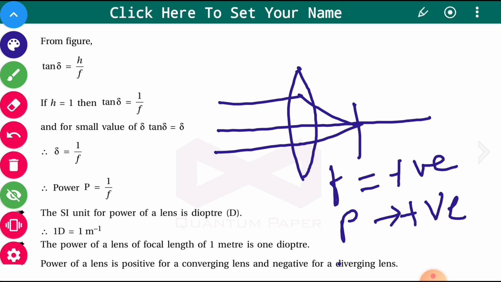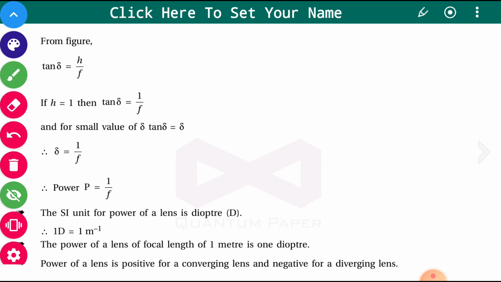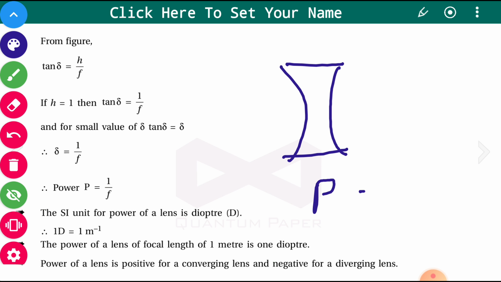So we can say that for a concave lens the power will be negative. Power of a lens will be negative. Okay, thank you very much.